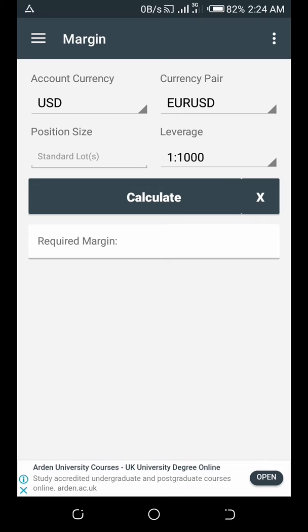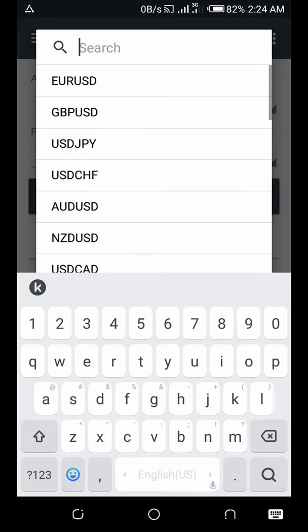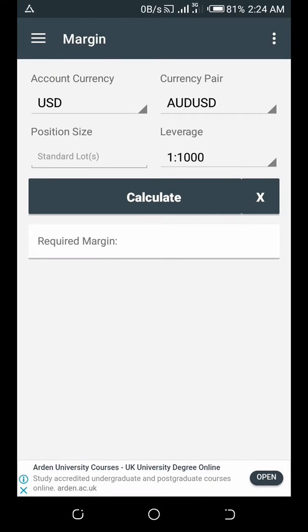Fine, let's go. For instance, now I want to use AUD/USD. That's what I want to use. So what am I using the forex calculator for? Let me explain this to you: when we are trading fundamentals, we risk all our money. We risk all the money we have.